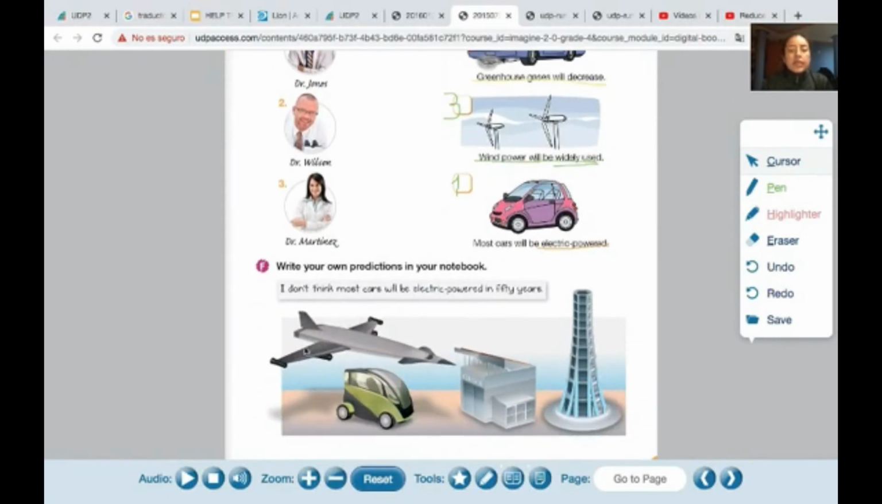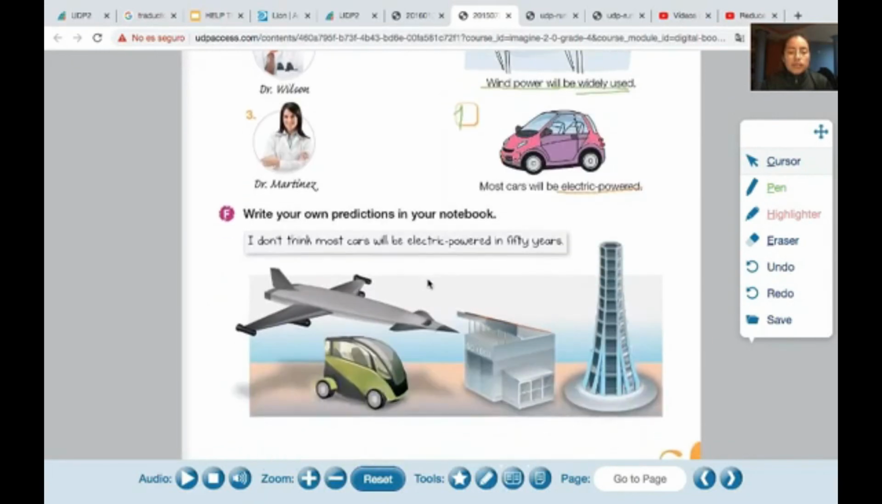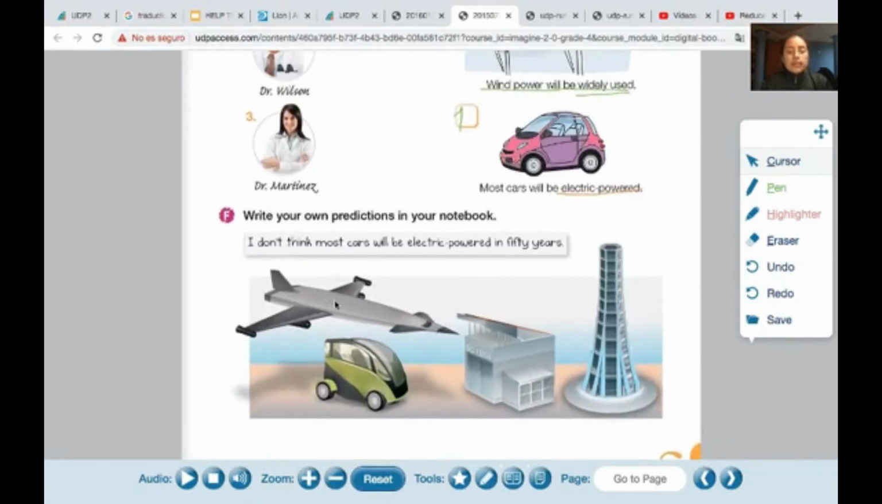Okay, what can you see in this picture? What is that? This is a car. No. This is helicopter. No. This is bus. No. What is this? Please open your dictionary and find the word. Okay? Do you find? What is this? Okay, excellent. Plane. Let's start with this.